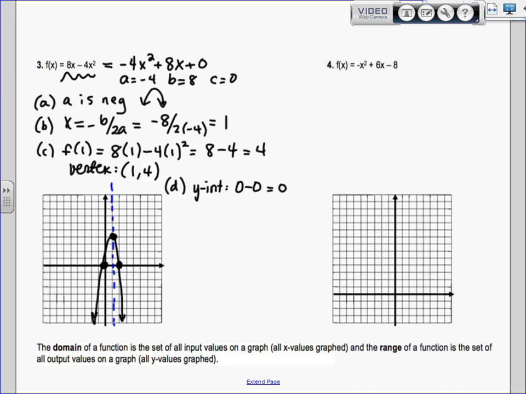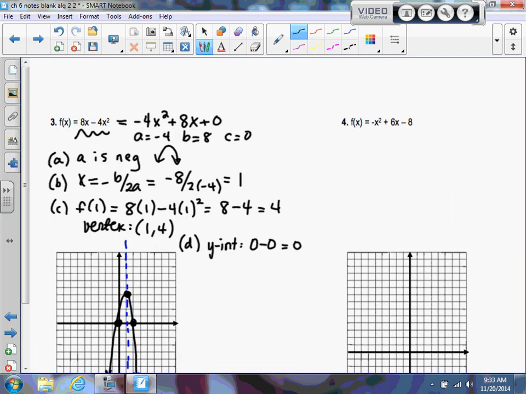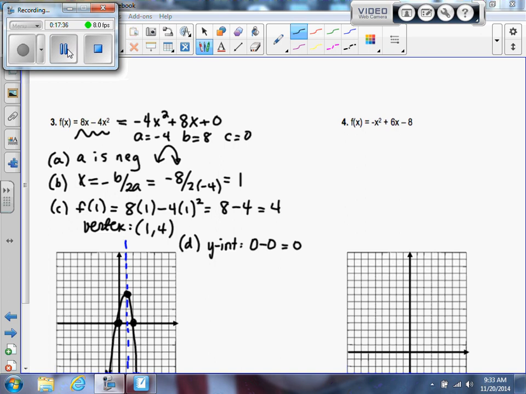Okay, if you needed another point, you could always plug in something else. All right, you guys try 4. 4 actually, I think, runs off the grid. So you can do another point if you can't do the y-intercept.